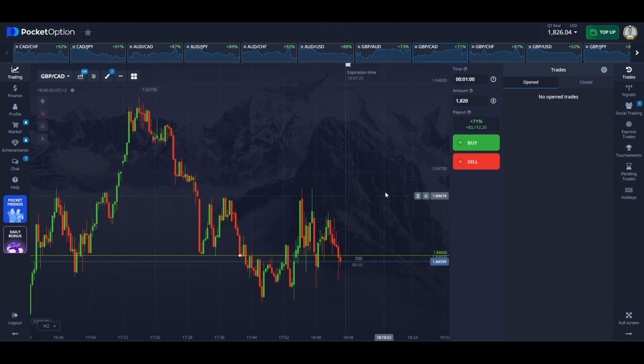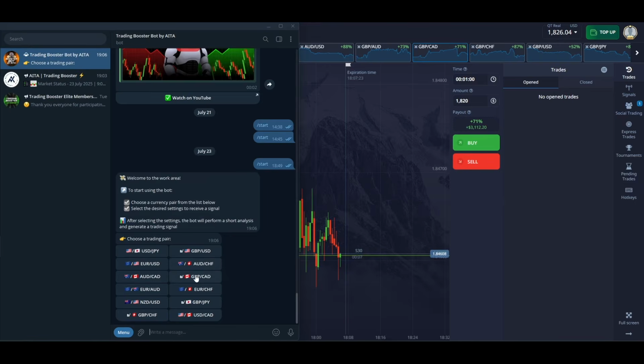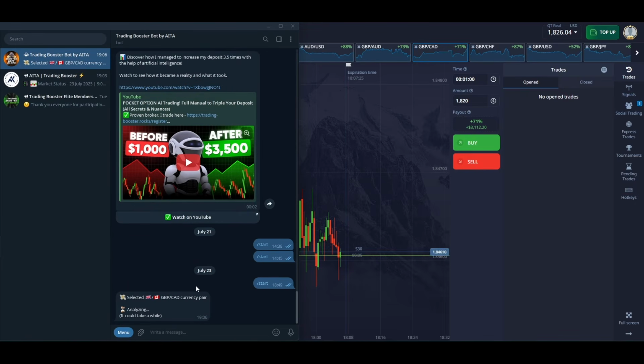Next, I choose the currency pair British pound / Canadian dollar. I select it in the booster bot and set the trade time to 1 minute.